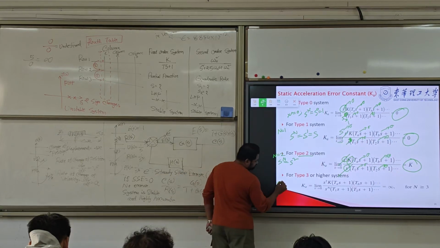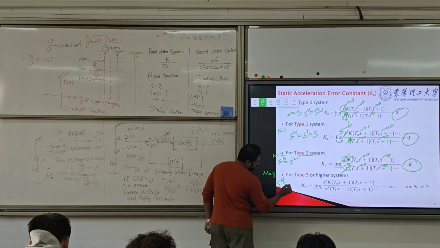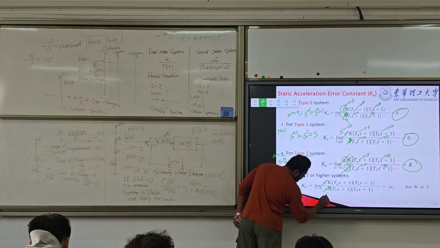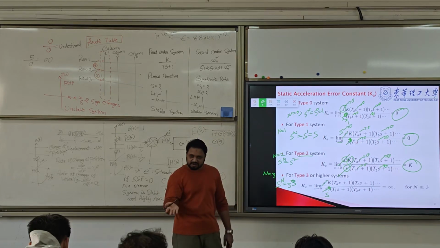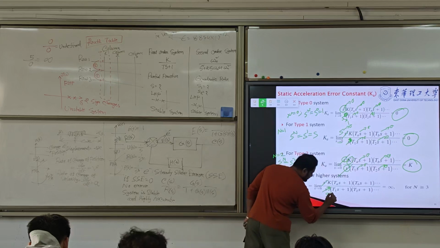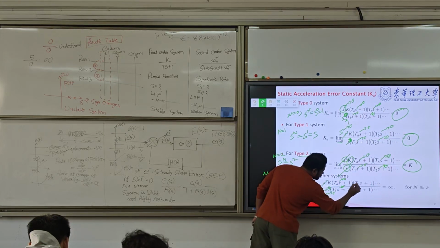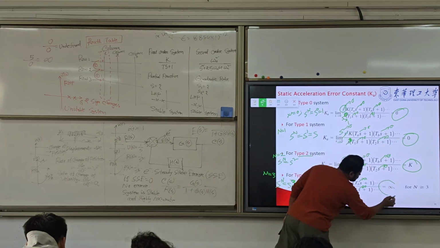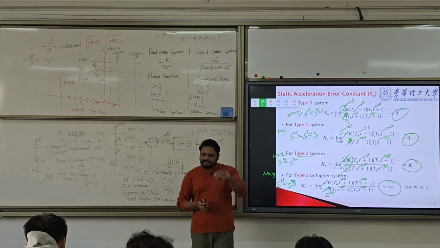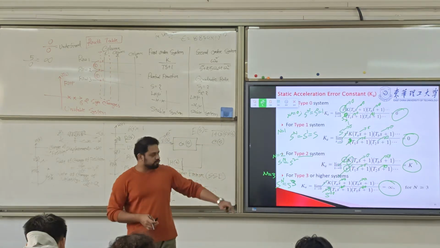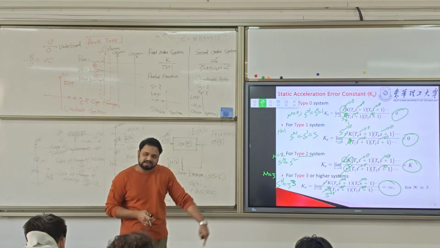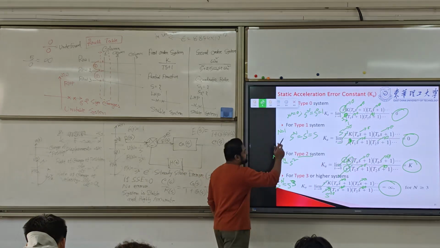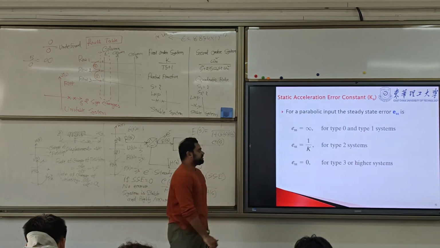Now Sn, n equal to 3. S cube, we have an s squared, now there is a term s. Now if you have 0, 0, 0, 0, put the limit. Now something by 0, here you will get an infinity. You need to calculate till you reach infinity: type 0, type 1, type 2, type 3, type 4, type 5, till you get infinity. Once you get infinity, then you don't need to calculate.